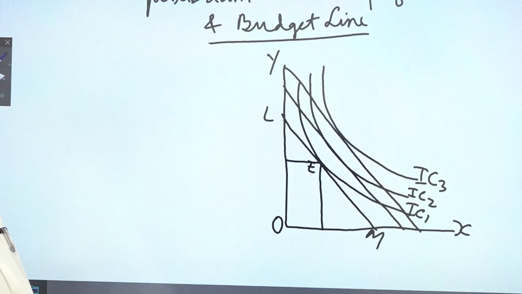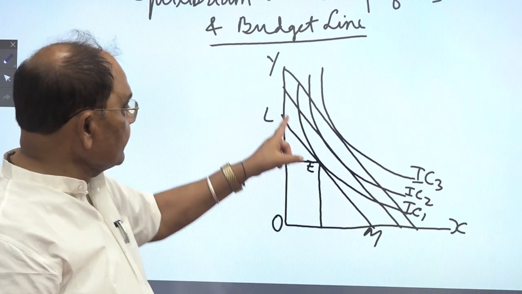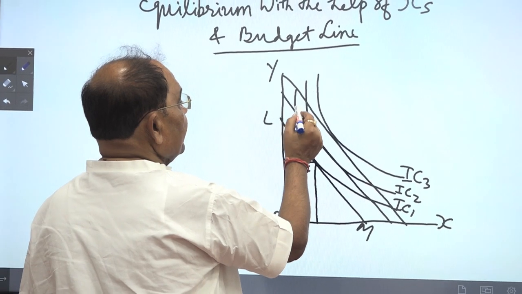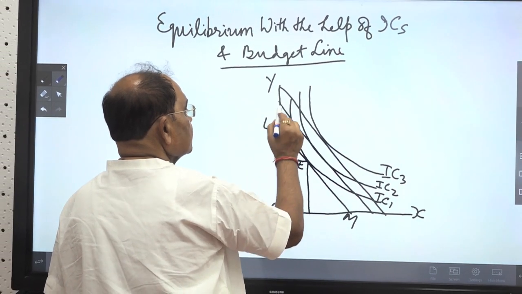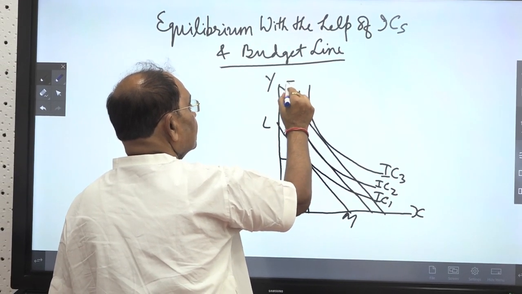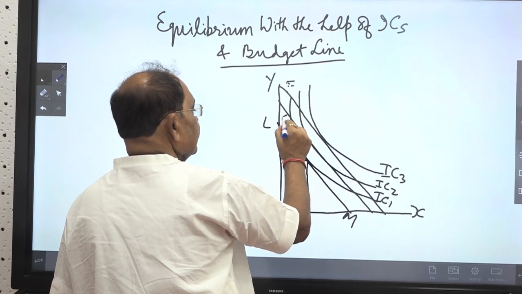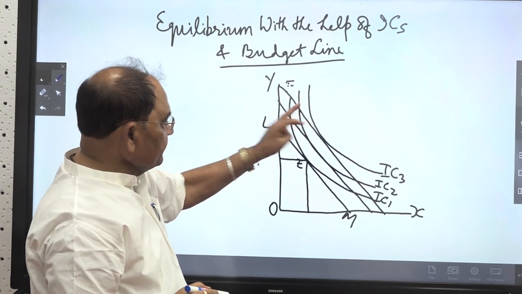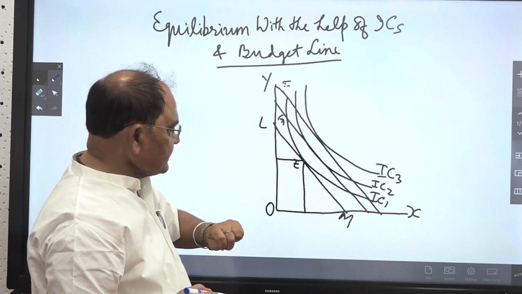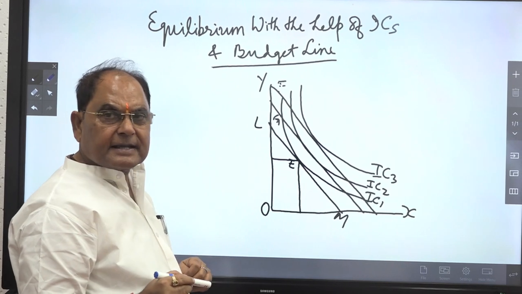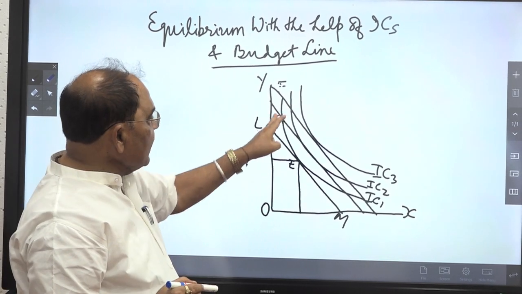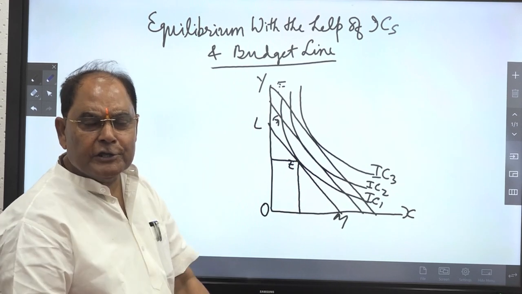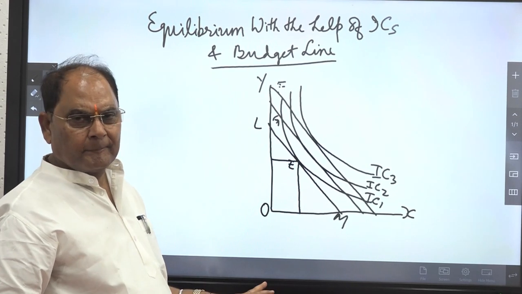But please do notice that this IC1 touches another budget line at this point also and this point also. Supposing this is F and this is G. These are the two points where it touches. Here also the indifference curve touches. Here also. Here also. At all these other points, there can be no equilibrium which is stable.